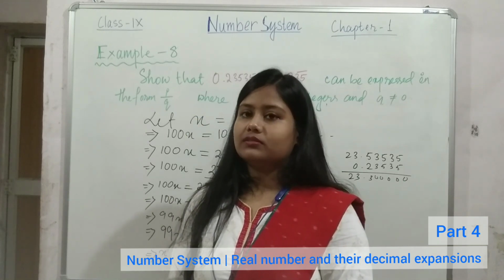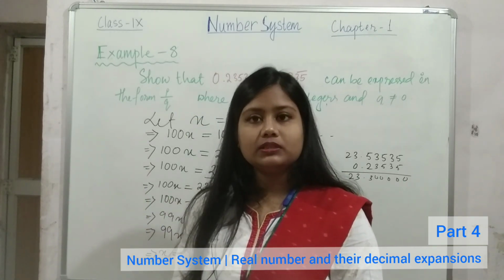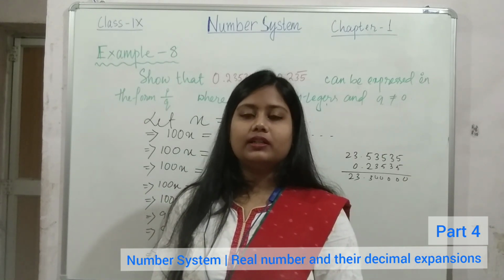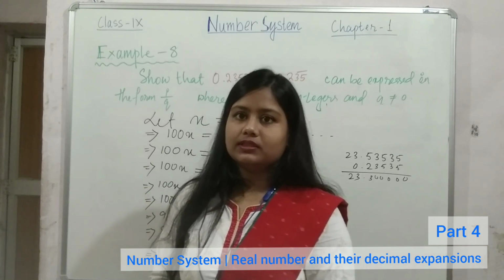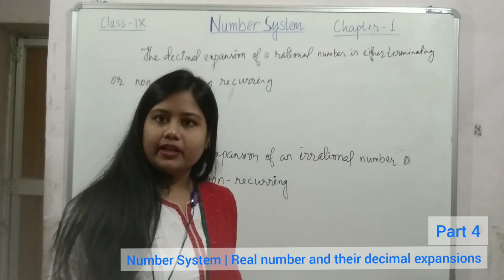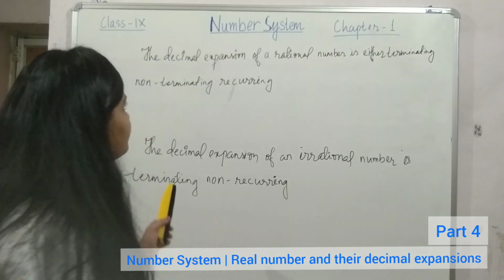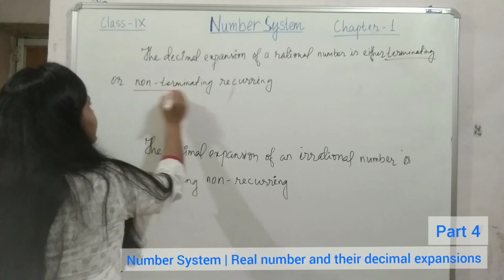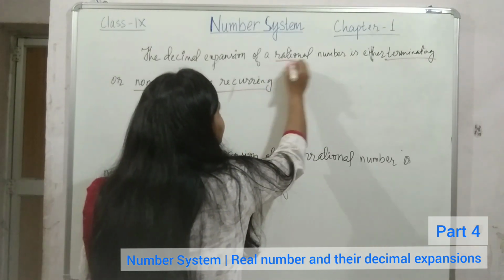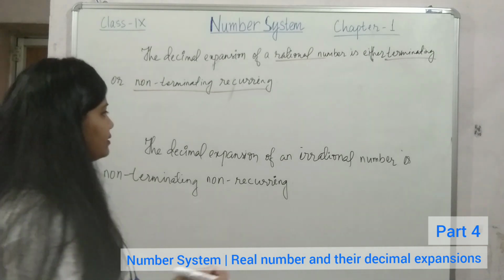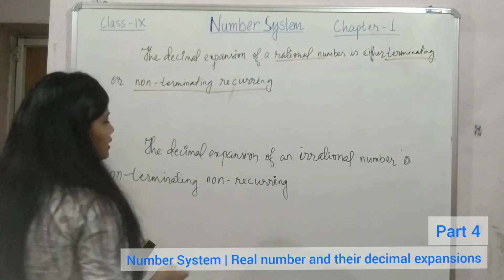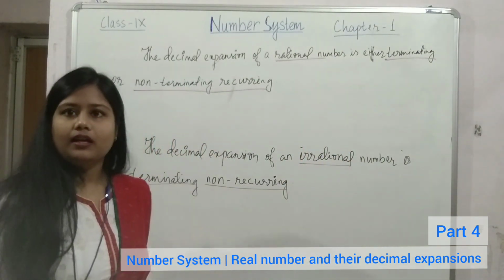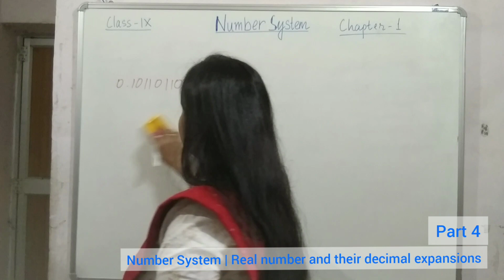I hope you are clear with it. Now, basing on the last 3 examples, you can solve number 3 of exercise 1.3. There is no difficulty, and we will now move towards some theoretical part. To clarify it again with writing: if the decimal expansion of the number is terminating or non-terminating recurring, then it will be a rational number. And if the decimal expansion is non-terminating, non-recurring, then it is irrational. I hope you are now very clear with it.